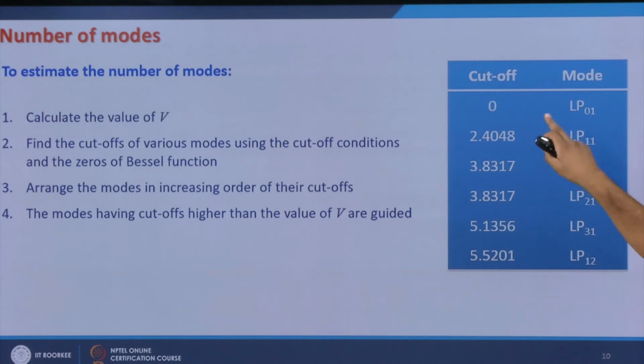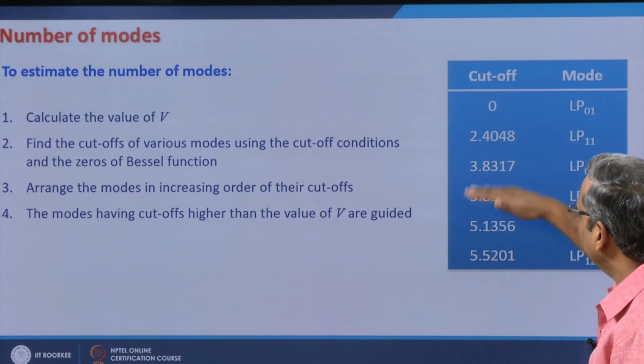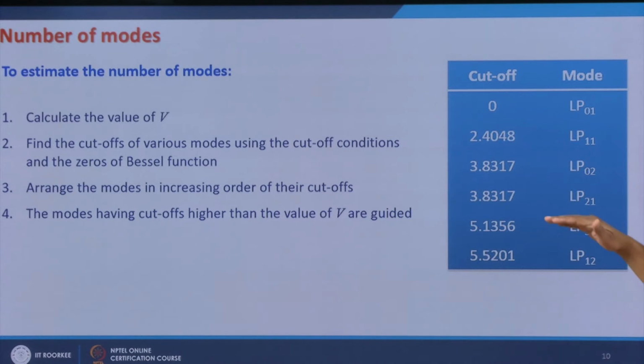So, for example, the fundamental mode LP01 mode has 0 cutoff, LP11 mode has 2.4048, 3.8317 is for LP02 and LP21, 5.1356 is LP31, 5.5201 is LP12 and so on. So, you arrange the modes in increasing order of their cutoffs and then locate the value of V here, and find out how many modes are below that value of V, and those would be the number of modes supported by the fiber.